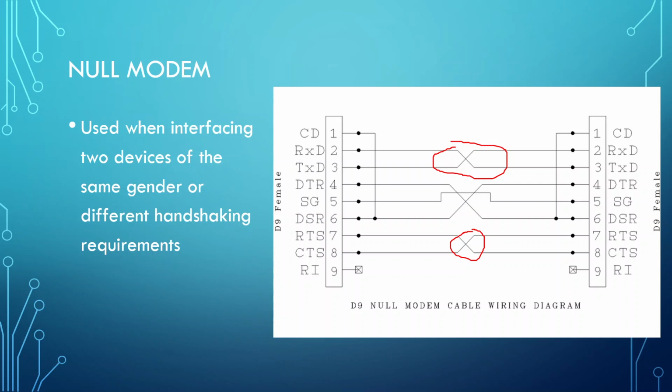So when handshaking doesn't work, you can try putting a null modem between them, and hopefully that will trick both devices into saying, yeah, the handshaking is working just fine. It's not working right now, but maybe this will fix it. That's basically the whole point of a null modem. And this could be for the same gender or for different handshaking requirements. Traditionally they cause more problems than they actually solve, so it's not really the best idea to use null modems if you can avoid it.